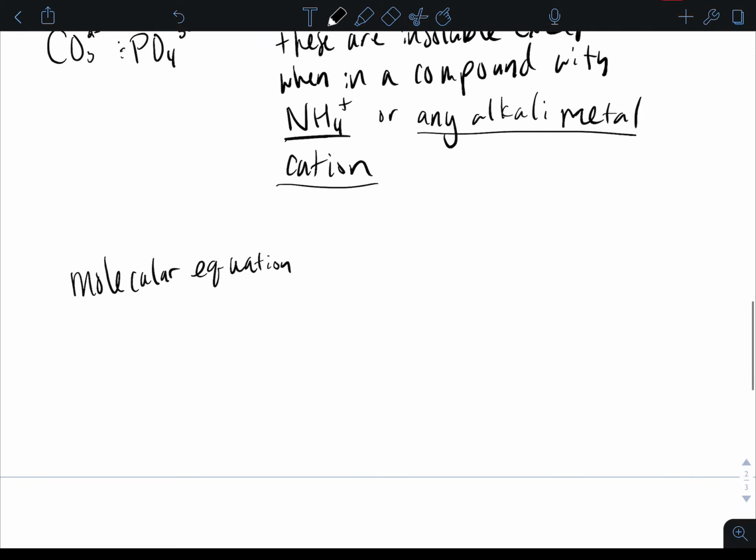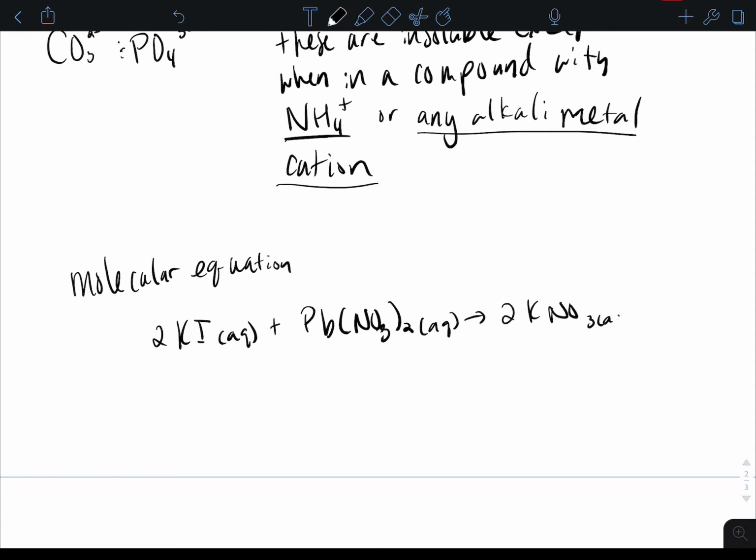So, as we were looking at earlier, 2KI (aq) plus lead(II) nitrate are going to combine to produce potassium nitrate and our insoluble compound lead iodide. So we call this a molecular equation where everything's together. This is what we've looked at so far. So these are the chemical equations we've looked at so far.